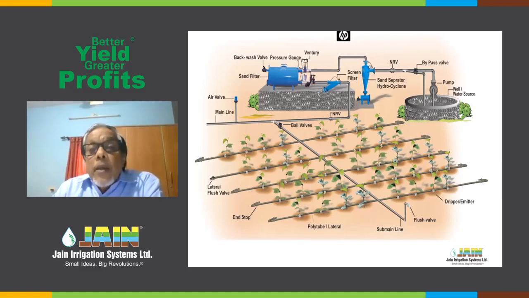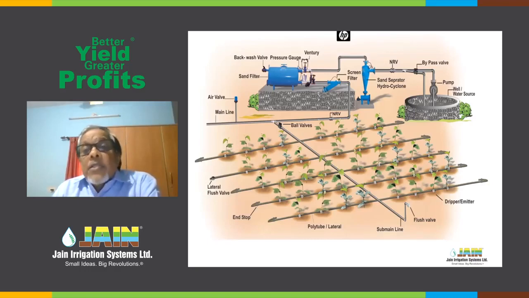It needs to be cleaned. All the suspended impurities in that water have to be filtered. That's why we use filters. And in the process we can also inject fertilizer, we call it fertigation, to apply to the crop once the crop is there and ready to receive the fertilizer.